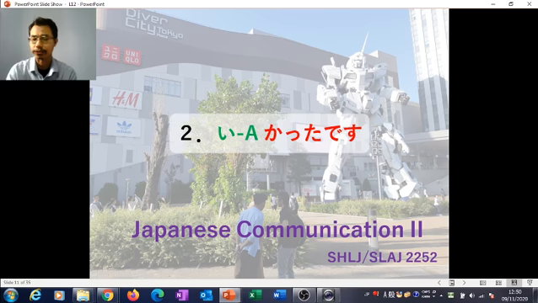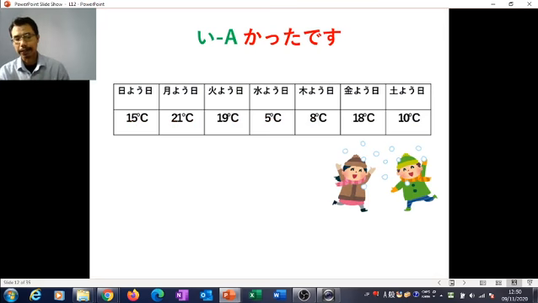Easy, right? So we move on to the second grammar, how to change i adjective into negative past tense form. In order to change into past tense, you simply need to change i into katta desu. Now you are looking at the table, but not the weather table, the temperature table. When you look at temperature, you can use a lot of i adjectives: atsui, samui, suzushii, atatakai. That's why here I changed the table from weather into temperature.